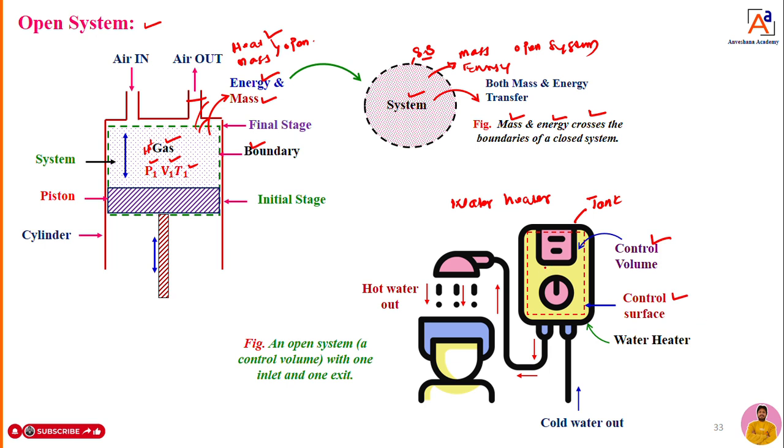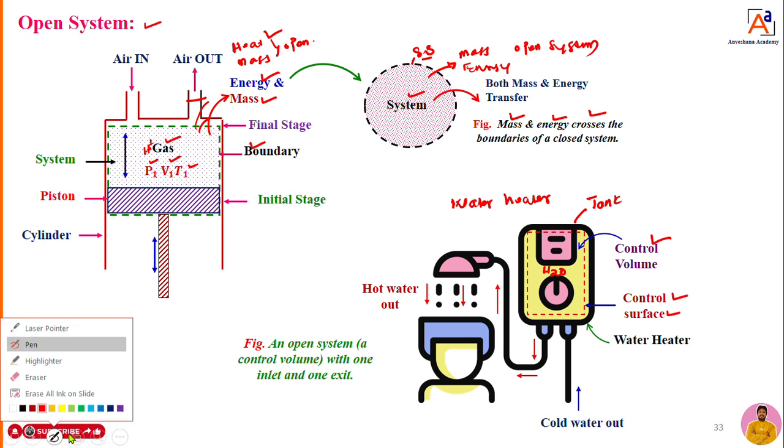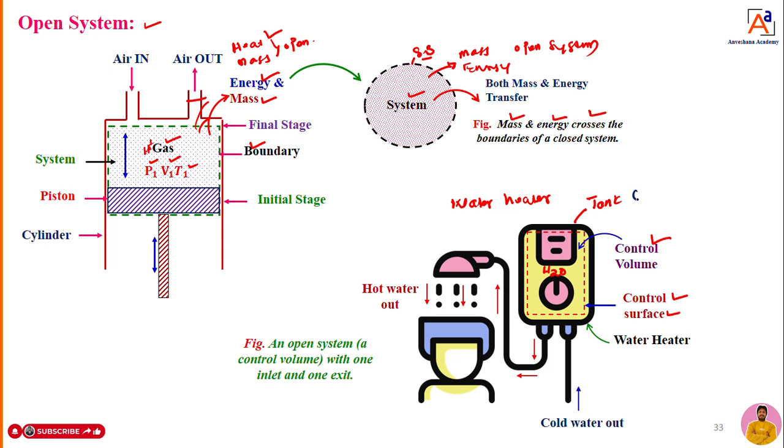When we consider a certain quantity of water, H2O, it is in a fixed or definite volume, which we can call a control volume. That volume itself has a surface, that surface we can call a control surface. Then whatever the water tank is there, I will assume it as a system. I will call it a system.